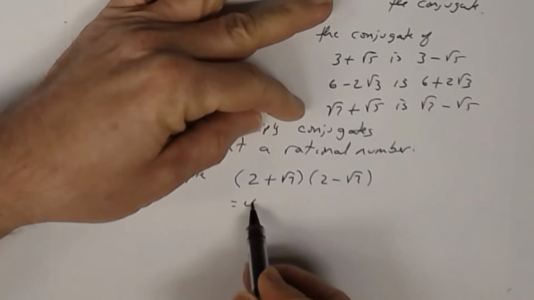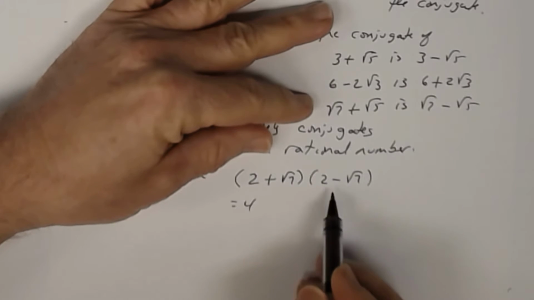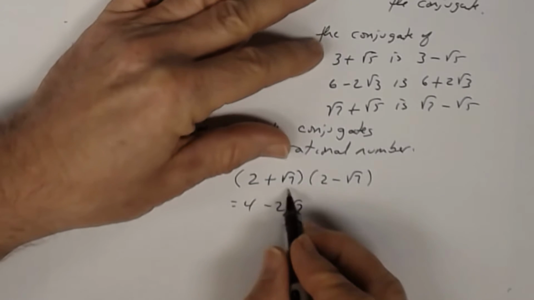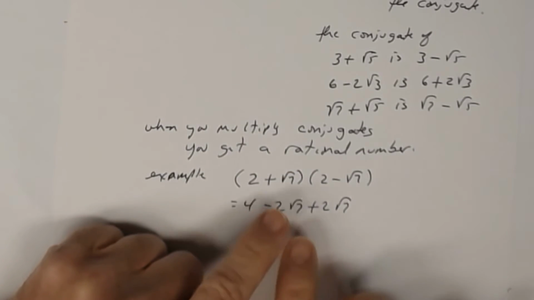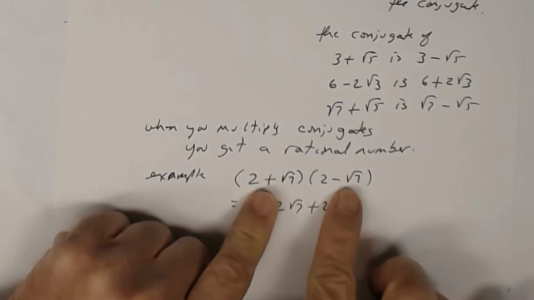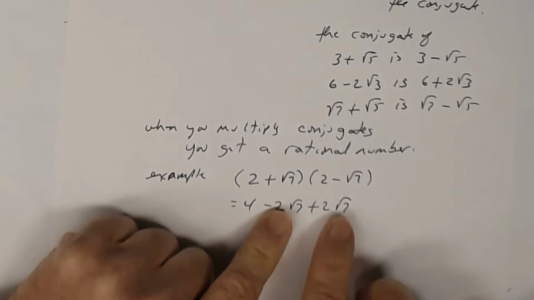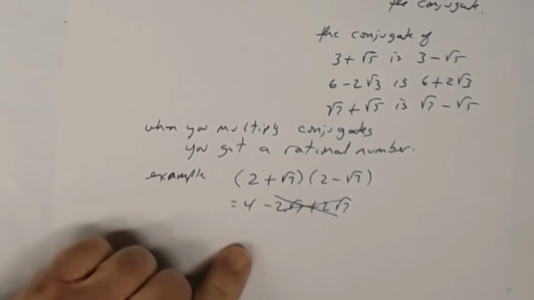2 times 2 is 4. Now, the outer and the inner are going to be opposites. So the outer is a negative 2 square root of 7. The inner is a positive 2 square root of 7. And what you notice is that whenever you multiply two expressions that are conjugates of each other, the outer and the inner will always be opposite. So when you add them up, it will be 0, always.